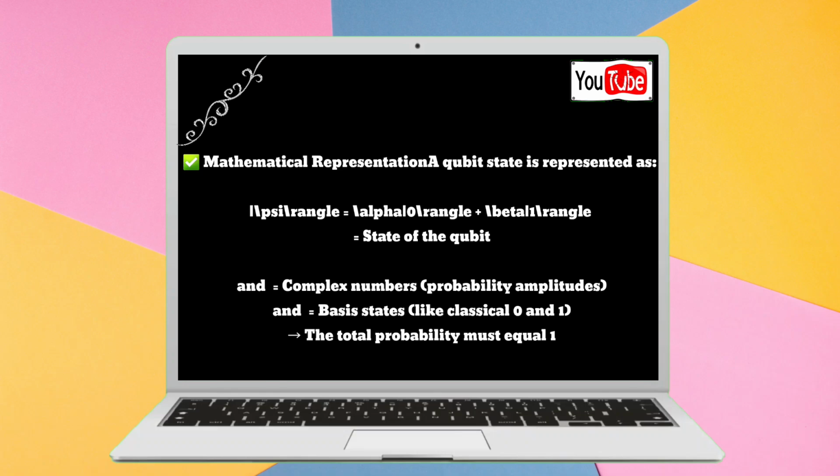A qubit state is represented as |ψ⟩ = α|0⟩ + β|1⟩, where |ψ⟩ is the state of the qubit, α and β are complex numbers, the probability amplitudes, and |0⟩ and |1⟩ are the basis states, like classical 0 and 1. The total probability must equal 1.